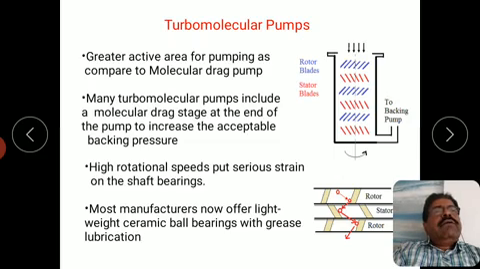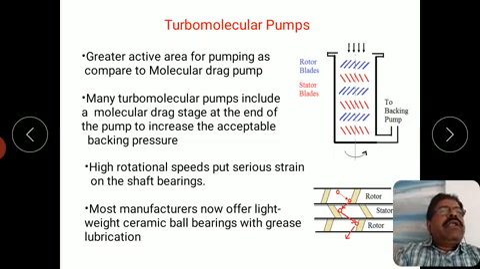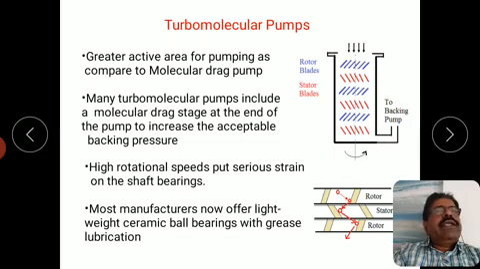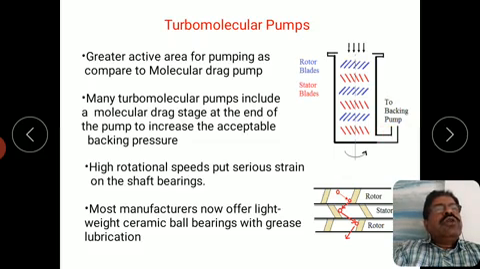Now many turbomolecular pumps include a molecular drag stage at the end of the pump to increase acceptable backing pressure. So sometimes a hybrid system is nowadays also in practice to create a high ultimate pressure. So the turbomolecular pump and, at this particular stage, the molecular drag pump are used combinedly to achieve high ultimate pressure. So the use of the molecular drag pump can give the turbomolecular pump a suitable level of backing pressure.